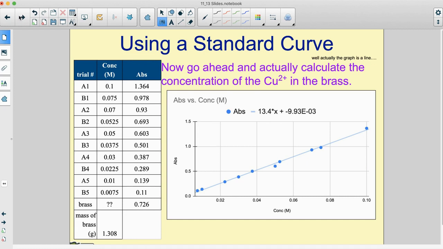And then when we go ahead and actually calculate, again, we're going to stick our absorbance for our unknown solution in here. So 0.726 equals 13.4x minus 9.93 times 10 to the minus 3. And we solve for x, and the answer comes out to 0.0549 molar.